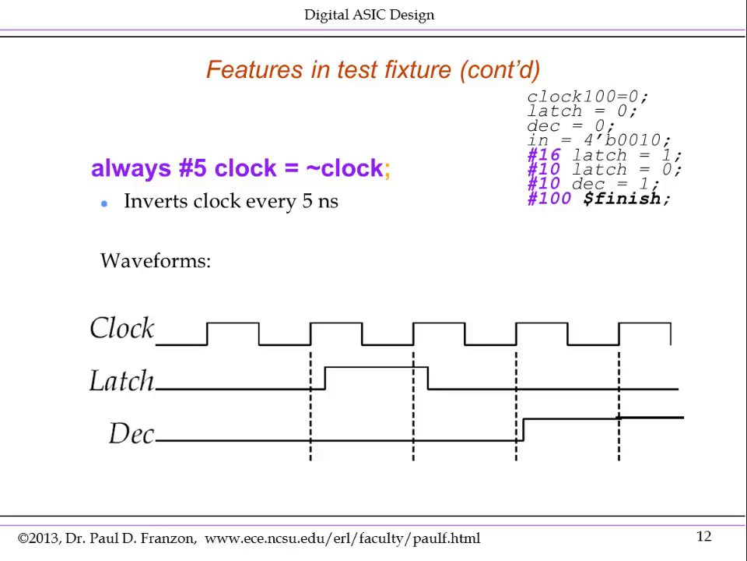10 nanoseconds later, latch goes to 0. These delays accumulate. So at time 26, latch goes to 0. Then at time 36, dec goes to 1. They're not shown here. At time 136, we end the simulation with the $finish command.